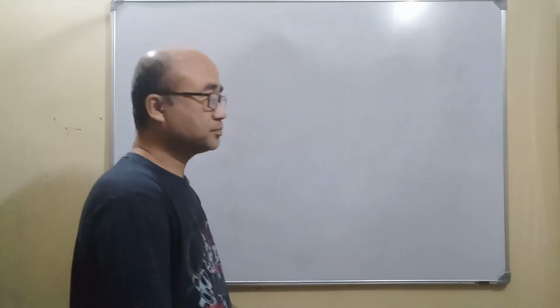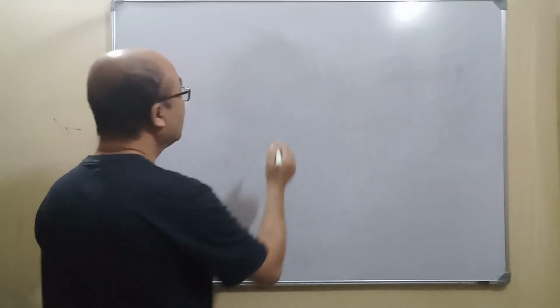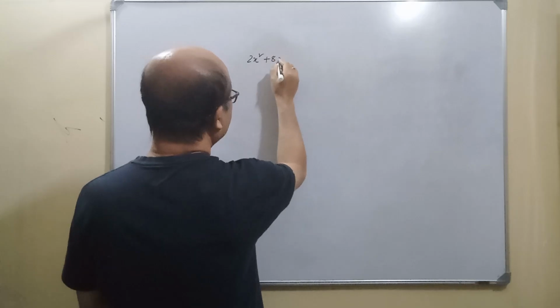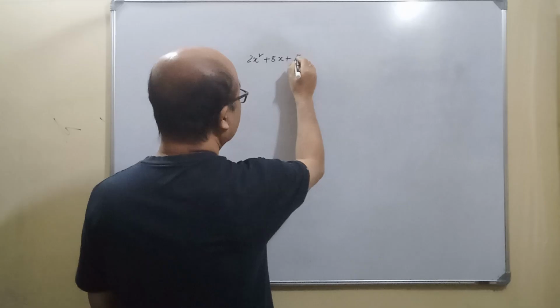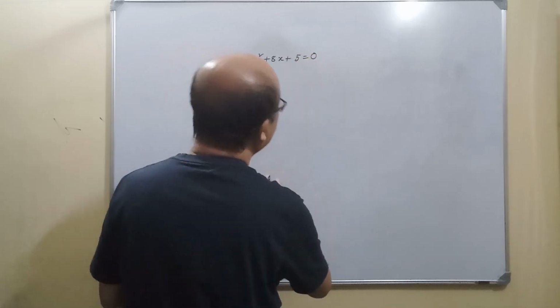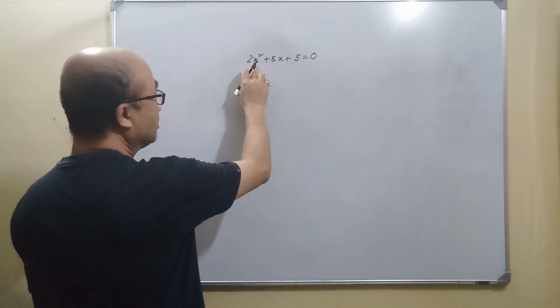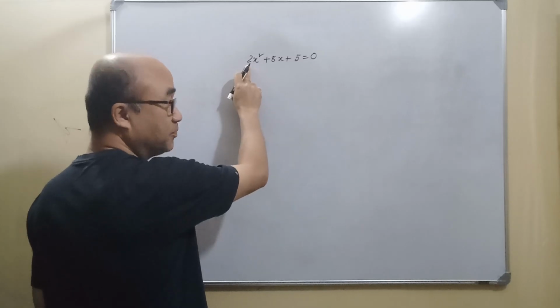We will solve a few more different types of quadratic equations so that the concept is clear. Let us solve. So the next equation is 2x square plus 8x plus 5 is equal to 0. Another quadratic equation. So here you can see that the coefficient of x square is not equal to 1.